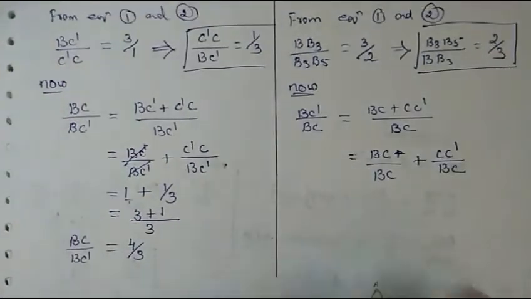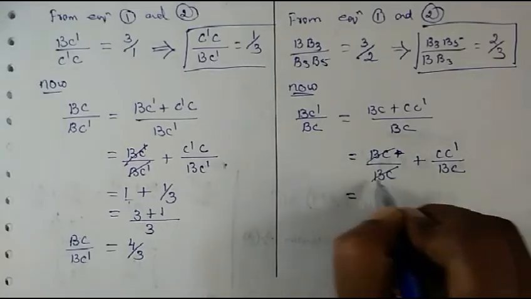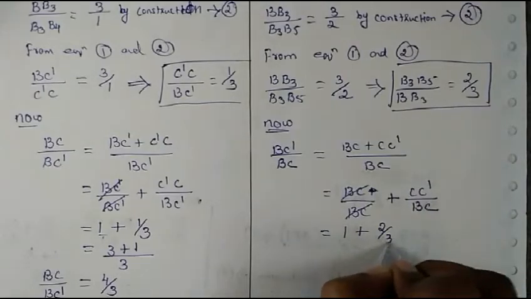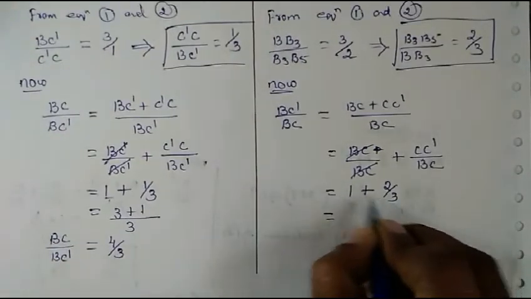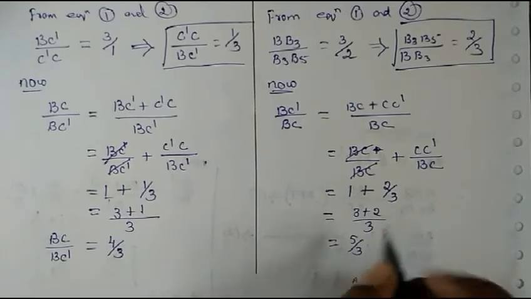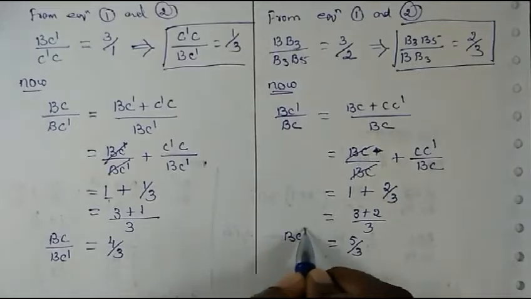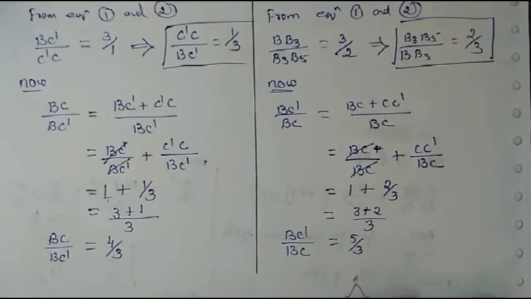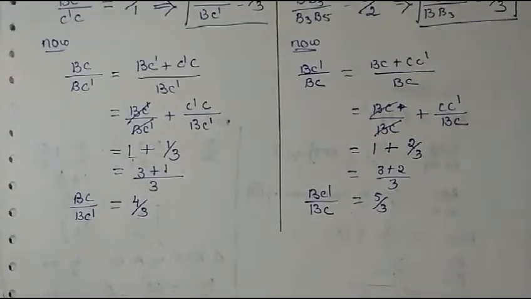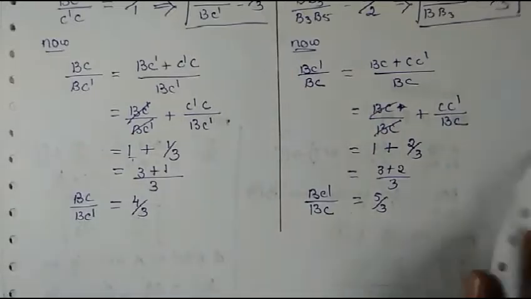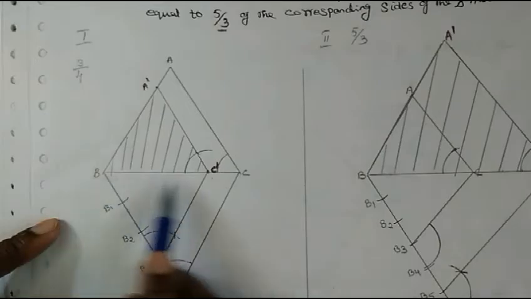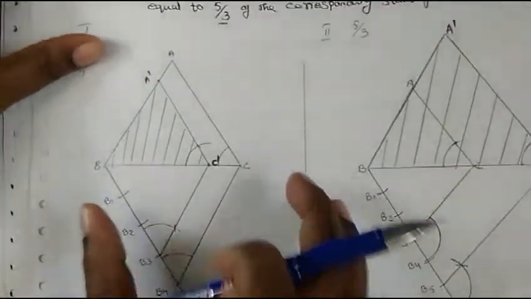Okay. So same way you can do here also. This gets cancelled. So 1 plus this value is here 2 upon 3. So when you take the LCM, 3 plus 2 and 3. So we get 5 upon 3. And what is that? BC dash upon BC. Okay. Up to here clear? So now just look at it. BC upon BC dash is what? BC upon BC dash. So this side we have proved.